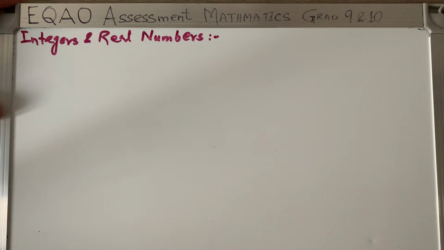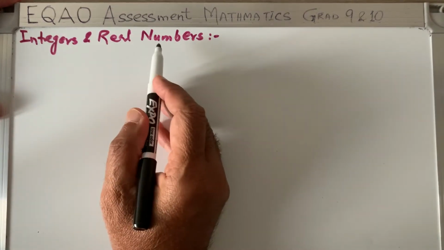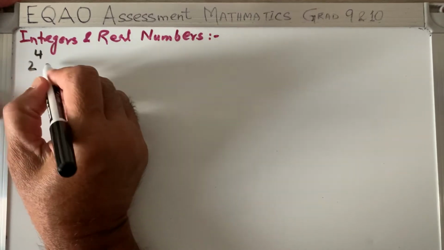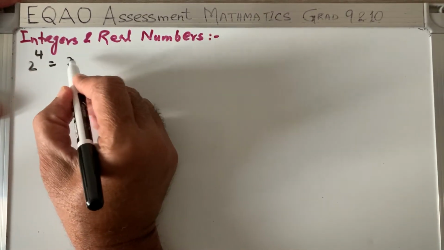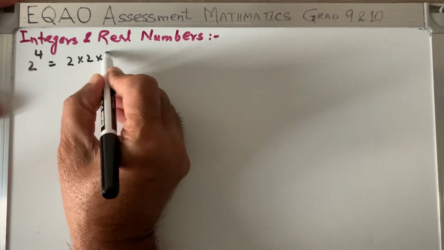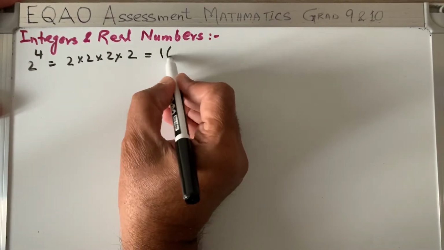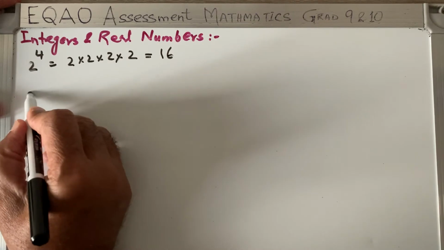So here the topic is integers and real numbers, and the questions are like this. 2 to the power 4. This is exponent. You can see in the exponent chapter that this simply means multiplying 2 four times, which is 16, of course.